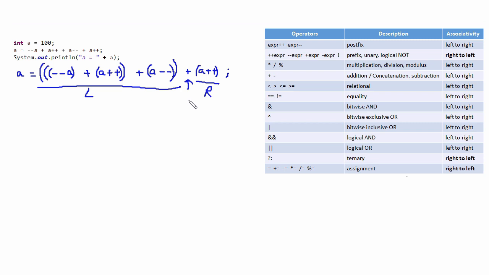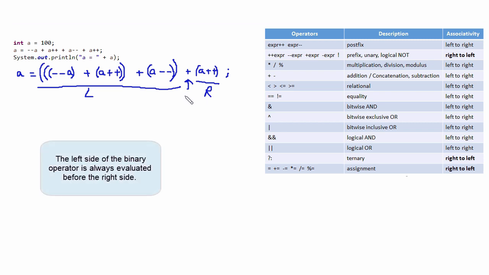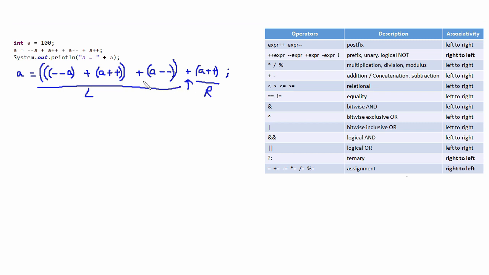There is one more thing you need to remember. To solve any binary operator, we solve the left hand side operand first, then the right hand side. So we will solve this side first. Now if you consider this side has got one binary plus operator. So this is the right side and this is the left side.